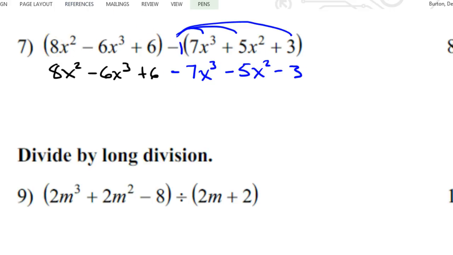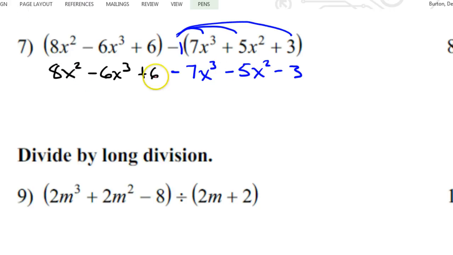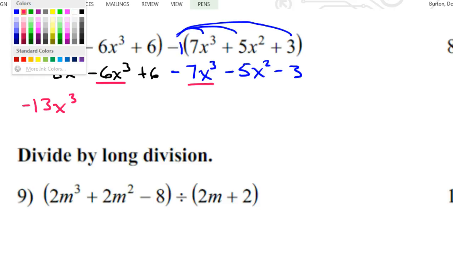Now I'm back to just combining like terms like I did before. Let me just use other colors. So let's see, my highest power, cubic. So I see cubic here and I see cubic here. -6 and -7 make -13. So I'm going to have -13x to the 3rd power.